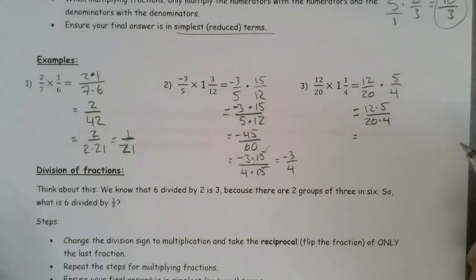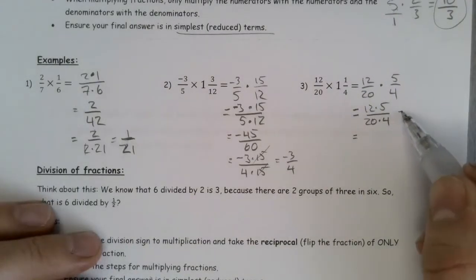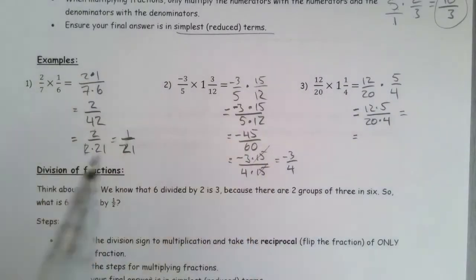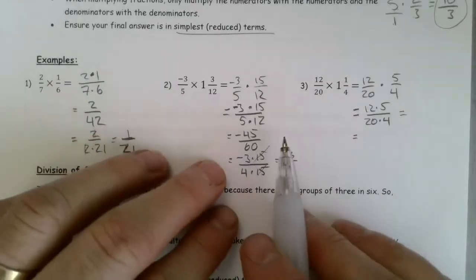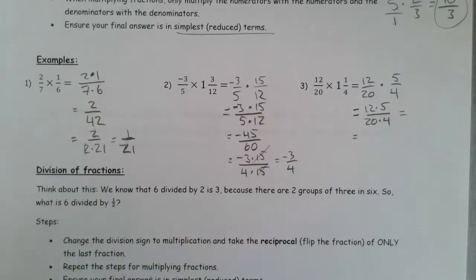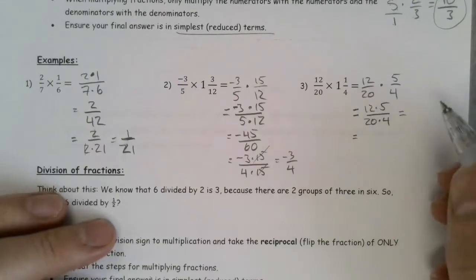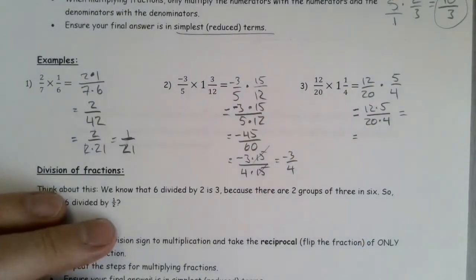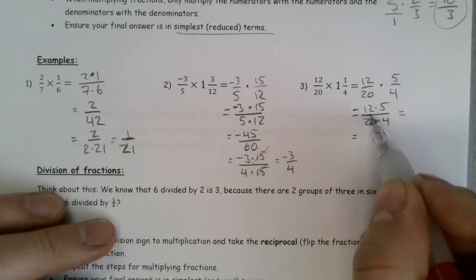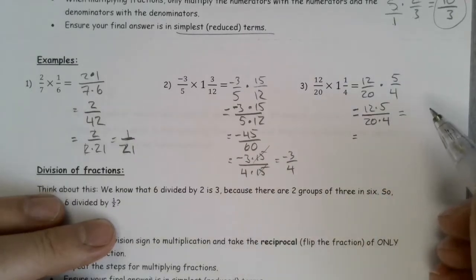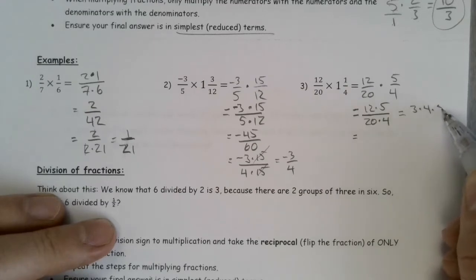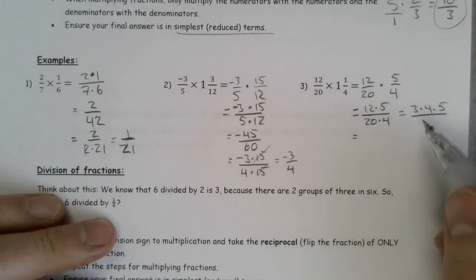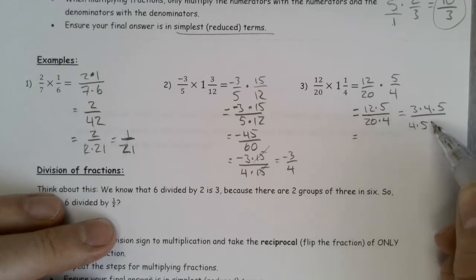I'm going to do a little bit of a shortcut here. I'm going to show you how we might shortcut this a little bit. Okay, so now that we've gone through and done the multiplication and then simplifying, I'm going to show you, really subtly, how we can maybe shortcut this. I know that in my numerator I'm going to have 12 multiplied by 5, but I also know that 12 is 3 times 4. And I know that 20 is going to be 4 times 5.